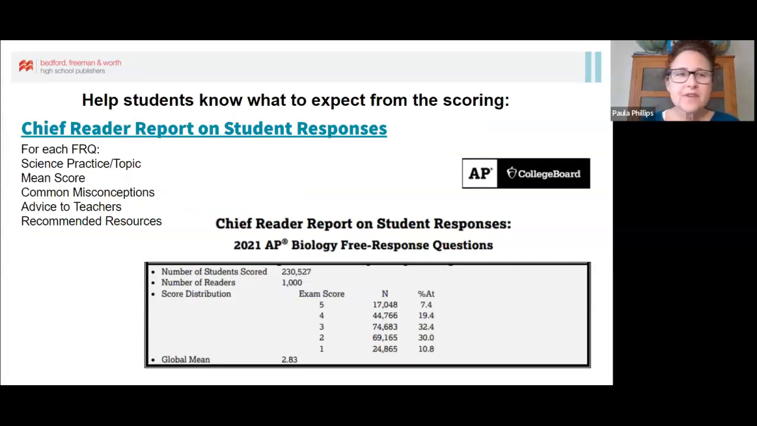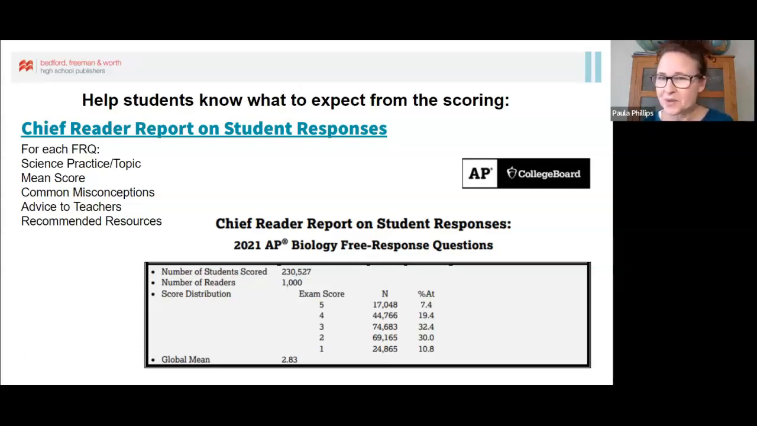So the next thing that's available from the College Board every single year is a Chief Reader Report on student responses. And in just a second, I'll leave the screen and open up the report so that you can see what's available on there. But we will look at the report.